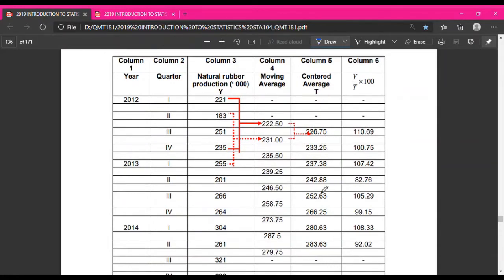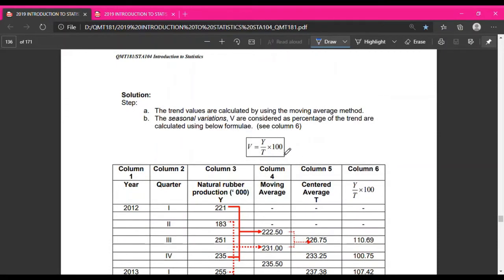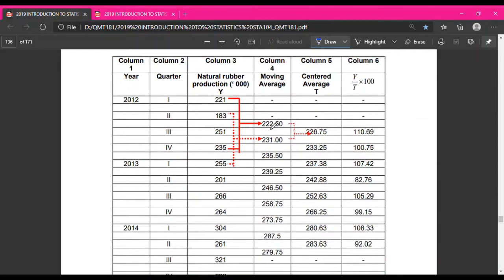Next, you need to find the variation, called the seasonal variation. Seasonal variation is Y divide by T. Y is the third column, our variable. T is the average, the trend, our fifth column. So Y divided by T: here you will get, for example, 251 divided by 226.75, which gives 110.69.